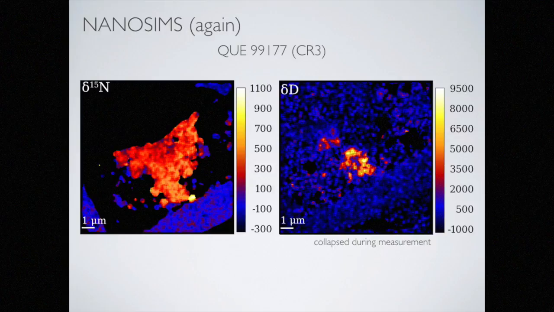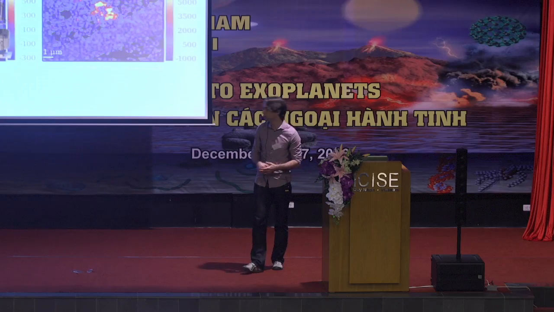There's also enrichment in deuterium, but unfortunately, because NanoSIMS is a sputtering technique, it sputtered through the whole section while we were measuring, and we lost the sample. But you can still see here that some part of it is definitely enriched in deuterium.